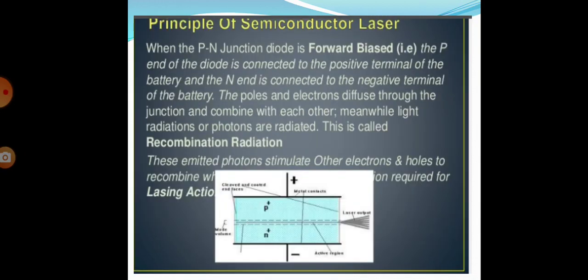Principle of semiconductor laser. When the PN junction is forward biased, that is, the P end of the diode is connected to the positive terminal of the battery and the N end is connected to the negative terminal of the battery, the holes and electrons diffuse through the junction and combine with each other. Meanwhile, light radiation or photons are emitted. This is called recombination radiation.